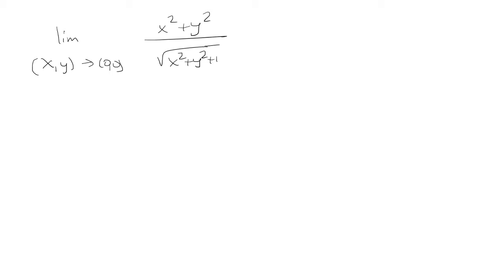Last one, we have the limit as x and y approach 0, 0 of x squared plus y squared all over the square root of x squared plus y squared plus 1, and then minus 1. There are two ways that we're going to find this limit. First, we can use algebra to simplify this. We're going to multiply by the conjugate of the denominator. For that, you leave everything the same except the sign here changes to positive.